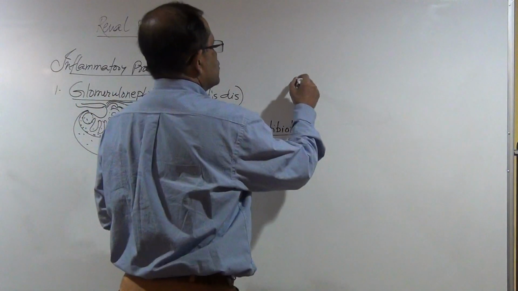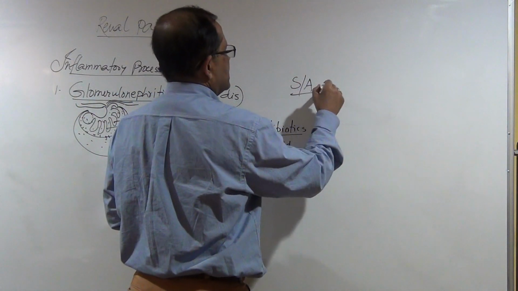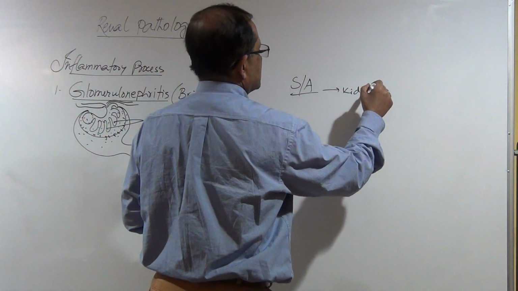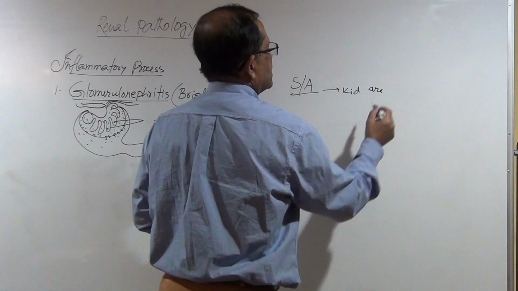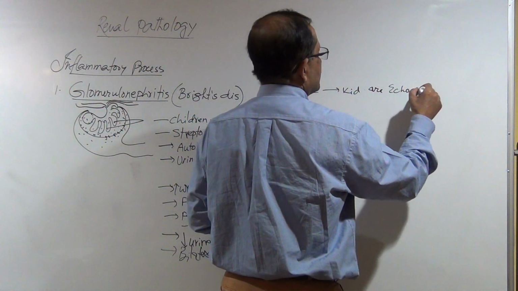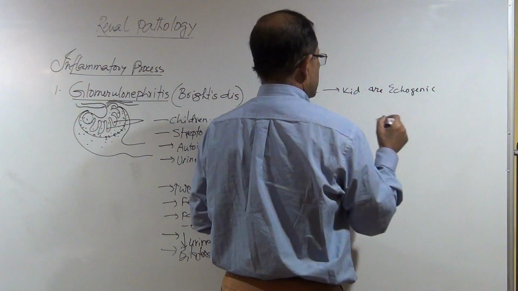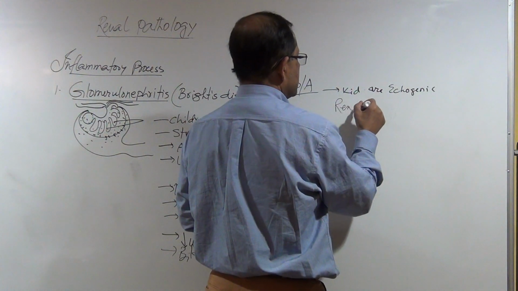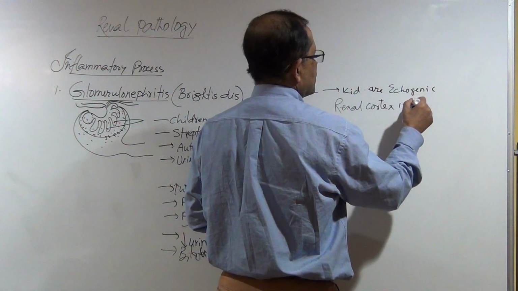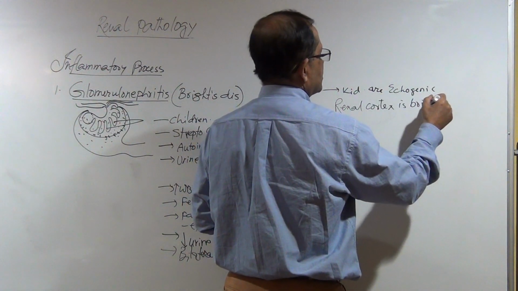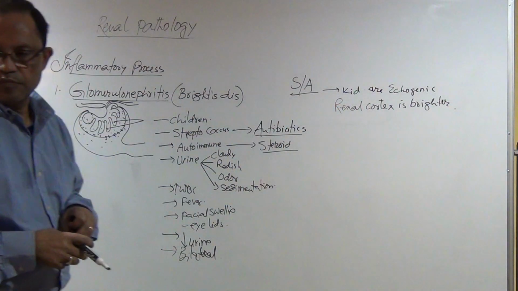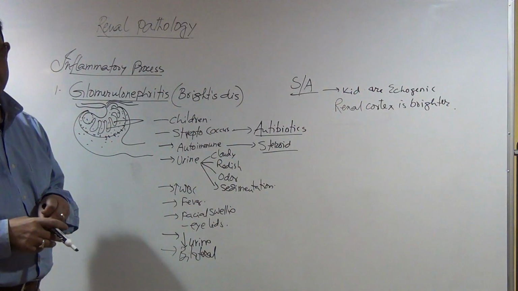Sonographic appearance of the kidney. Kidneys are echogenic. What does that mean? The renal cortex is brighter. The renal cortex will be brighter.